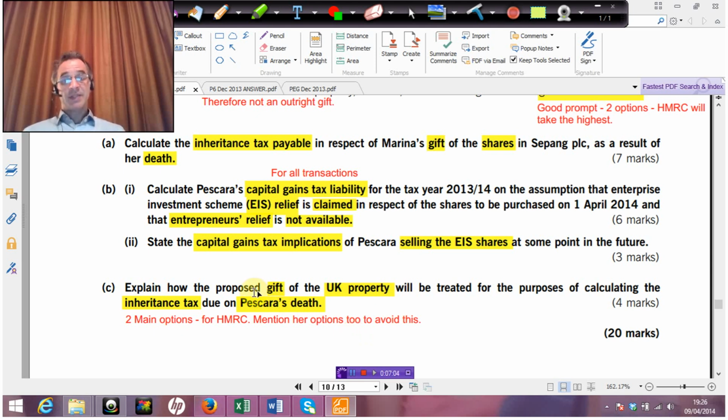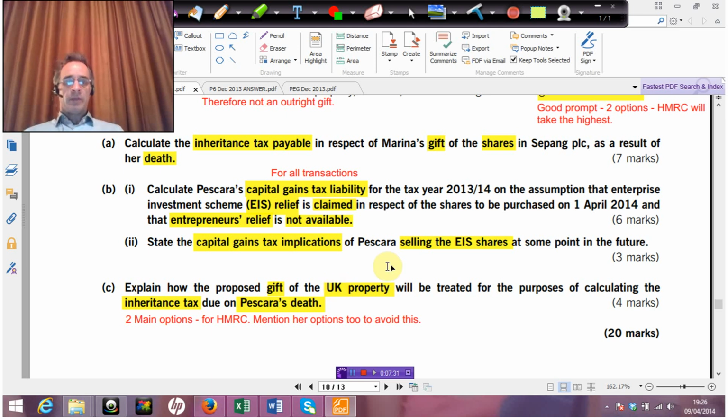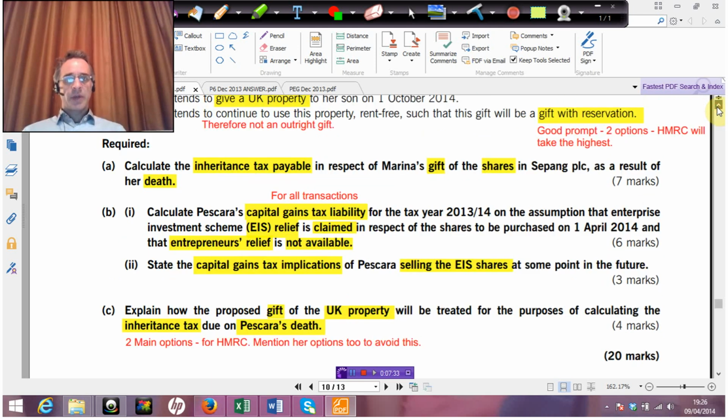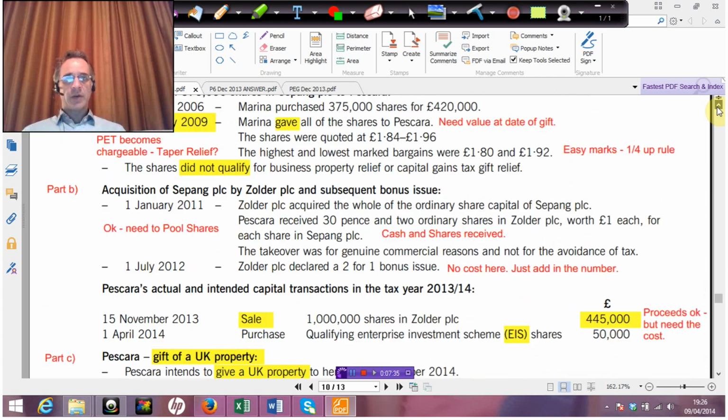Okay, specifically what I'm talking about is that he's asked to explain how it will be treated in calculating the inheritance tax due. He hasn't simply said provide the gift with reservation rules. And a large number of students simply banged through the rules, but they didn't give an explanation as to how the gift would be treated. Okay, so let's move up to the top end here, the top end of the question.